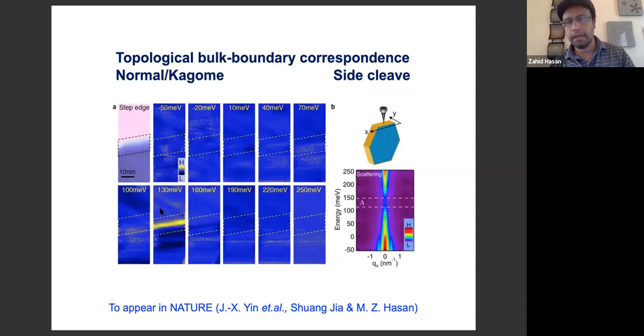Now, in order to make sure that this edge state is the chiral Chern gap quantum magnet edge state, we also wanted to check that it's not an artifact. So we did a side cleave, and we see the gap, but there's no edge state. So this edge state is related to the Kagome Chern plane. Okay, so that's a spectroscopic check.